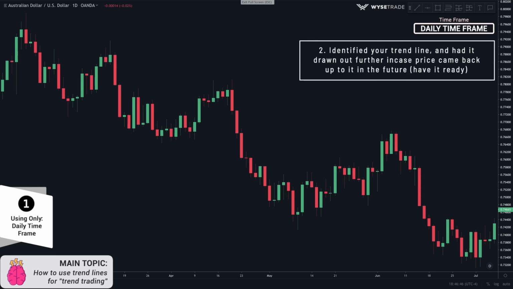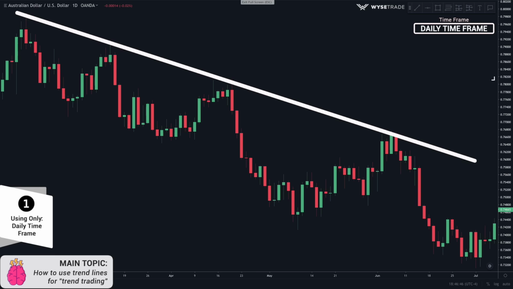Second, you would have identified your trend line through these 3 points and drawn it in and had it stretched out further in case price came back up to it. Third, you would have looked left and spotted the support turned resistance level here and had it drawn in. Fourth, you would have then identified this area of high confluence where your trend line and resistance level intersected, which means there would be possible short trade opportunities once price got here.